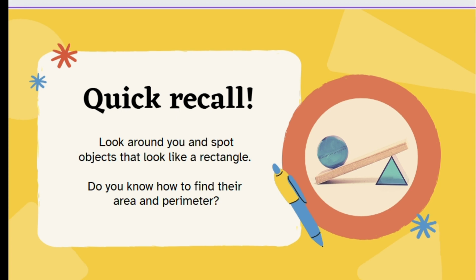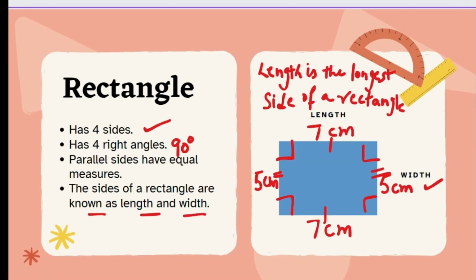So do you know how to find their area and perimeter? In this class we will learn some basic properties of a rectangle and their areas and perimeters. First we will learn about a rectangle. Basically, a rectangle has four properties.